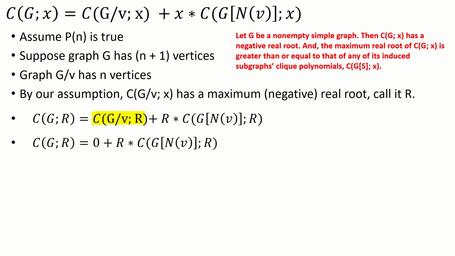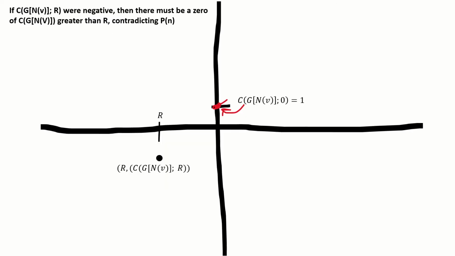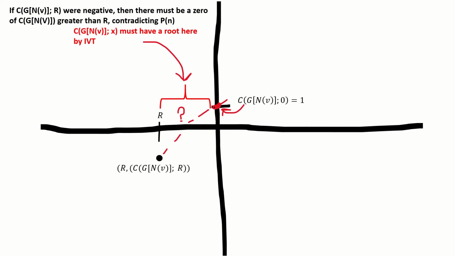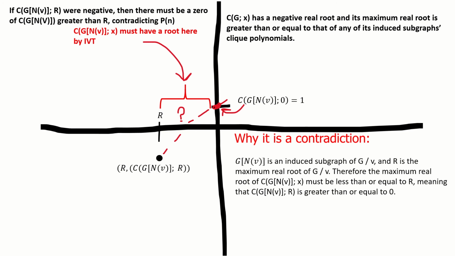This term becomes 0, as R is a 0 of the clique polynomial of G without V by definition. And this factor must be non-negative. Why? Because if it were negative, that would imply that the maximum 0 of the clique polynomial of the subgraph induced by the neighborhood of V occurs to the right of the maximum 0 for the clique polynomial of G without V. Yet that is a contradiction of our statement, which we assume to be true for graphs with n vertices.